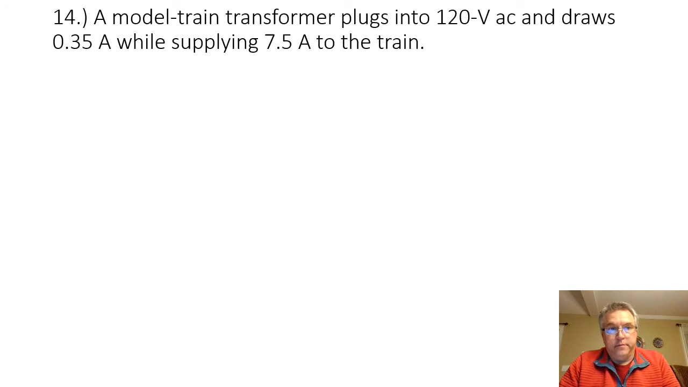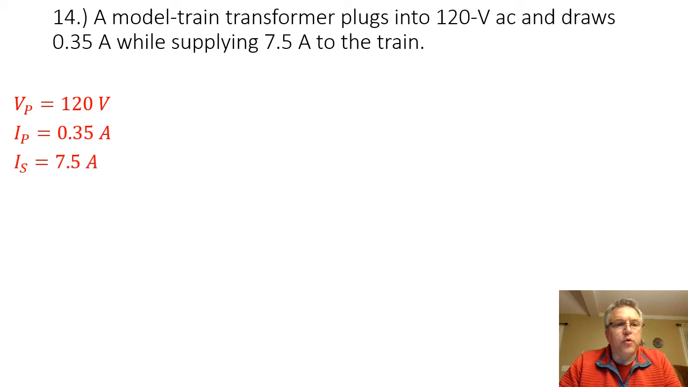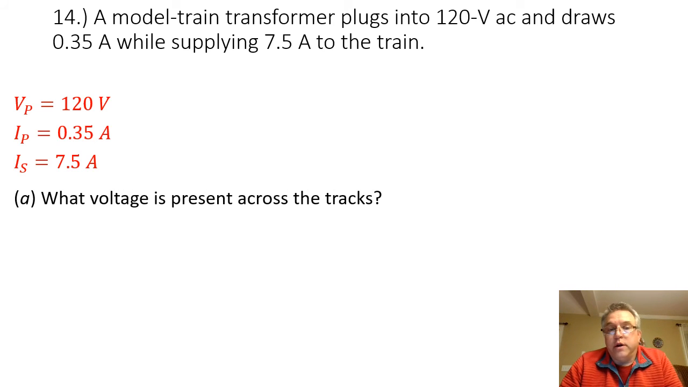Problem 14. A model train transformer plugs into a 120 volt AC and draws 0.35 amps while supplying 7.5 amps to the train. So we're given the primary voltage of 120 volts, the primary current of 0.35 amps, and the secondary current of 7.5 amps. We want to know what voltage is present across the tracks.